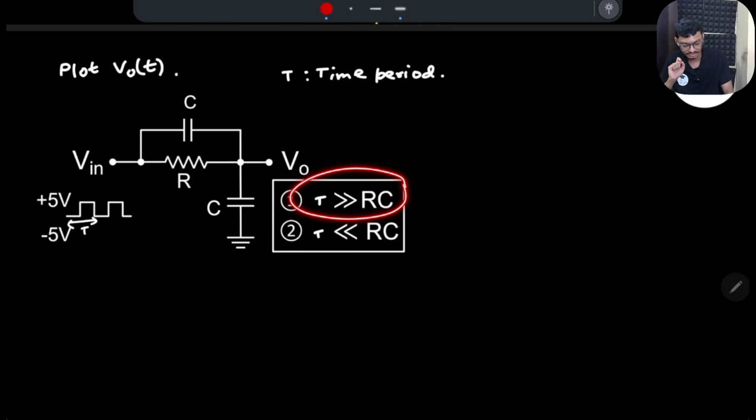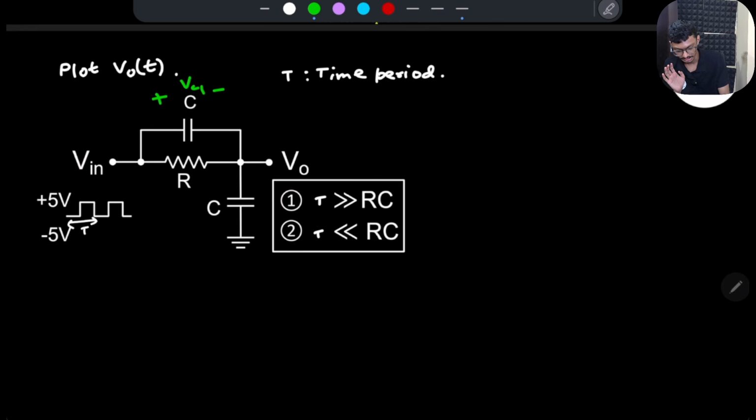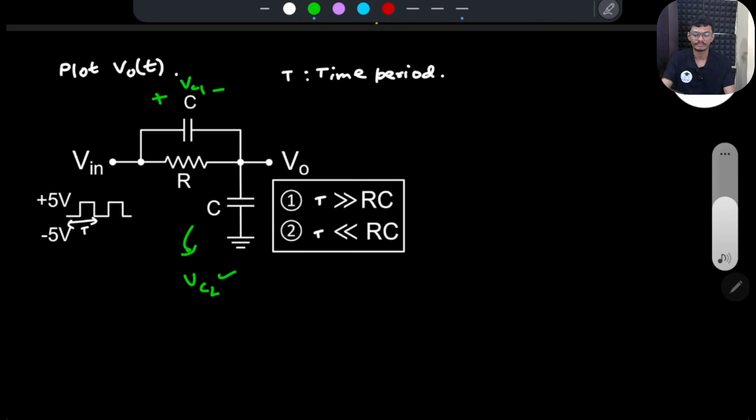For this first case, they're comparing some sort of time constant. Let me first find out the time constant of the circuit. Is this a first order circuit? Yes, this is. If I assume a voltage here, VC1, then I can write the voltage across VC2 in terms of the input and the VC1 voltage, right? We can do this, right? So this is a first order circuit. That is the first thing. How do I find out the time constant?